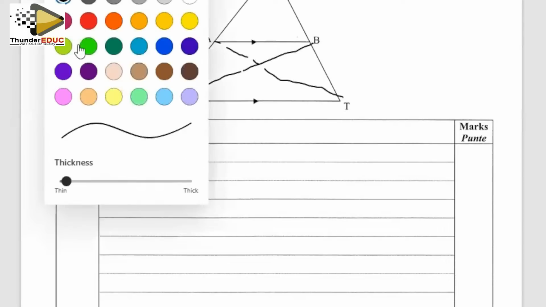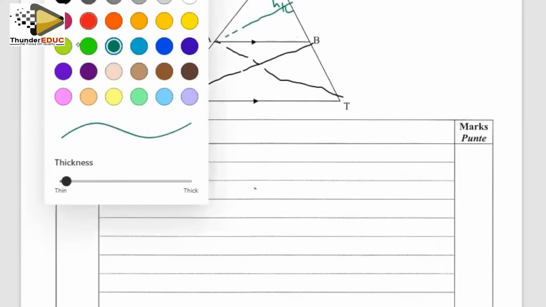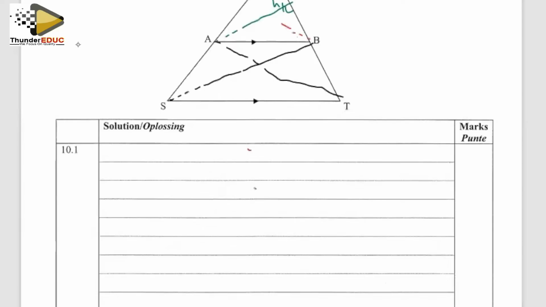Let me also construct, maybe I'll call this my perpendicular, which is height 1. And then let me have another height this side, and I call that height 2.